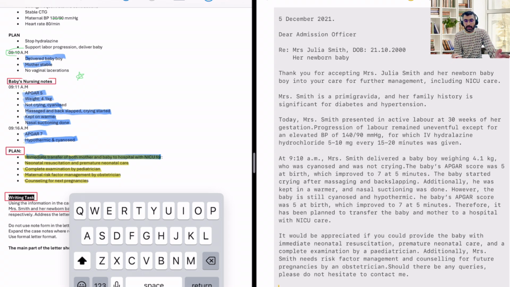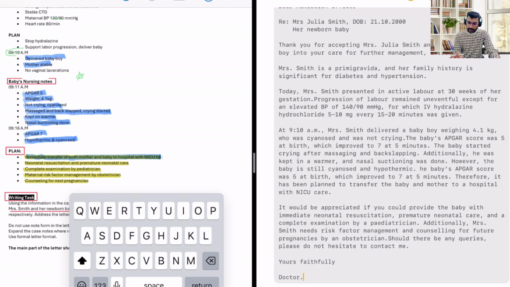In the letters where we don't have the reader's name, like in this case, the reader is an admission officer. Okay, this is a job title, not a name actually. So when we don't have the name of the reader, when we sign off the letter, we will write yours faithfully. Otherwise, if you know the name, it's yours sincerely. Here, yours faithfully, doctor.